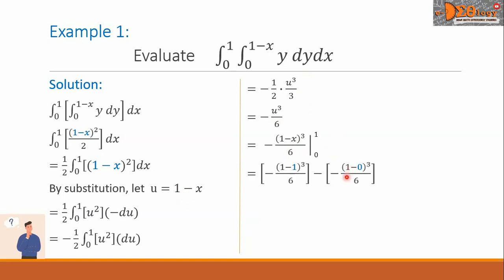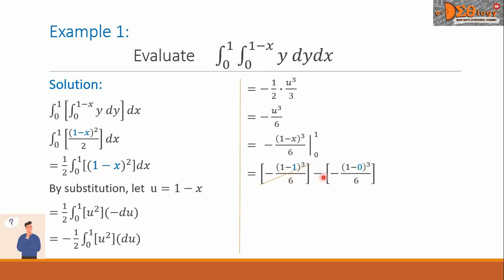Substituting the values, we have now the first group, negative the quantity 1 minus 1, raised to 3, all over 6, minus the second group, negative the quantity 1 minus 0, raised to 3 all over 6. Look at the first group. This 1 minus 1 becomes 0, 0 cubed is 0, and the 0 over 6 will just be 0. So the first group will just be 0.